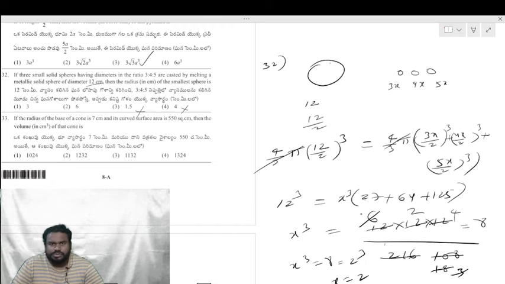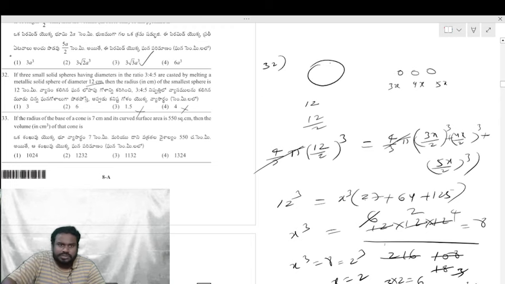So you got 2. So what is he asking about? The smaller radius. The smaller diameter is 3 into 2, 6. 6 is the diameter, radius is 6 by 2, that is 3. 3 is the answer.